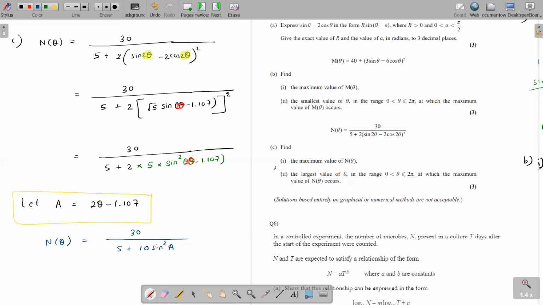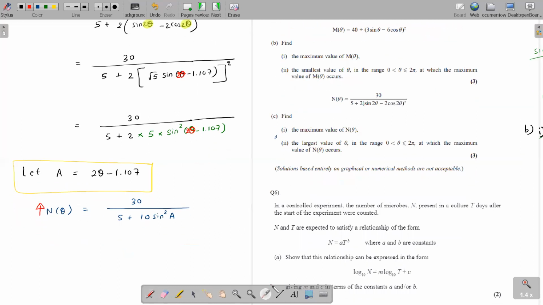Okay, so the task here is to find the maximum value of N theta. So how do I find the maximum value of N theta? So looking at this, we have a fractional function. 30 is a constant in the numerator. 5 and 10 are constants in the denominator. Sine square A is in the denominator. So what do you think you should do here? Should I take the maximum value of sine square, or should I take the minimum value of sine square?